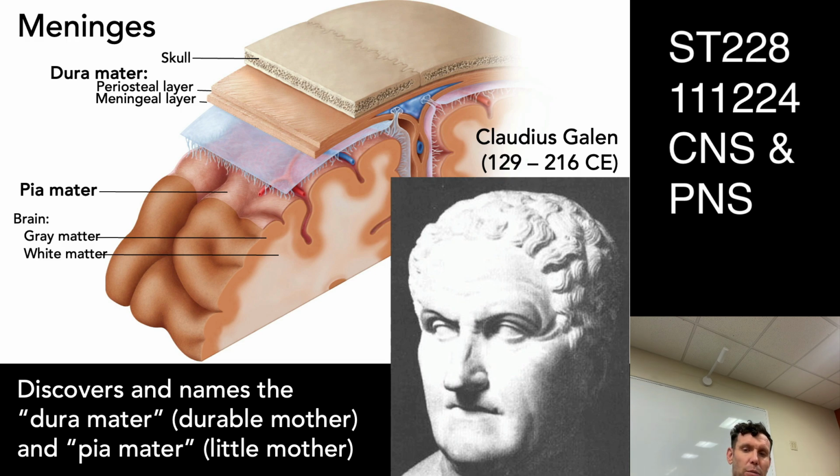I don't have the arachnoid mater here because Galen didn't name them. He named the dura mater and the pia mater. He didn't distinguish the arachnoid mater. He described the dura mater and the pia mater. Pia mater means little mother. So the durable mother and the little mother. The pia mater lays right on top of the brain.